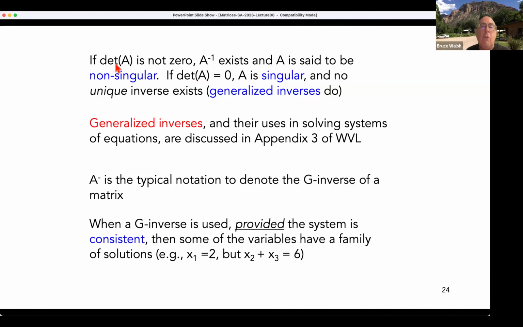Now, when the determinant is 0, you either have a consistent system, in which case you've got a line or a plane or a hyperplane of solutions, or you have no solution. An inconsistent system: x1 plus x2 equals 0, 2x1 plus 2x2 equals 6. That's inconsistent. Determinant is 0, but it's an inconsistent system. So if the determinant is not 0, you have a unique solution. If the determinant is 0, you either have no solutions, it's inconsistent, or you have a line or a plane or a family of solutions. And Appendix 3 tells you how the G inverse looks at those. I won't go into that, but you can look at Appendix 3 if you're interested.